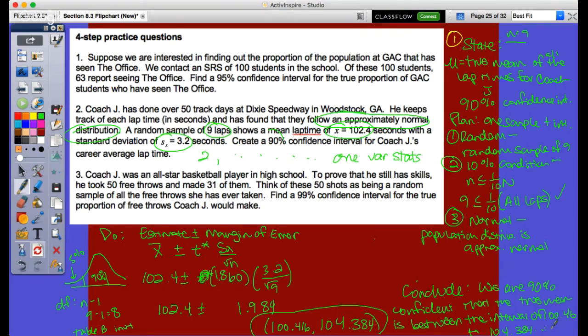And then over here, I would actually put the context. You could put it here probably that the true mean of all the lap times for Coach J is between the interval of 100.46 to 104.384 seconds. Cool? Cool. What was my time?